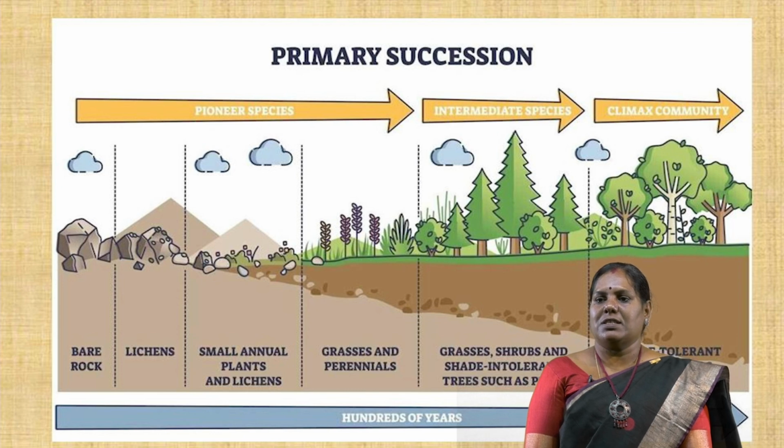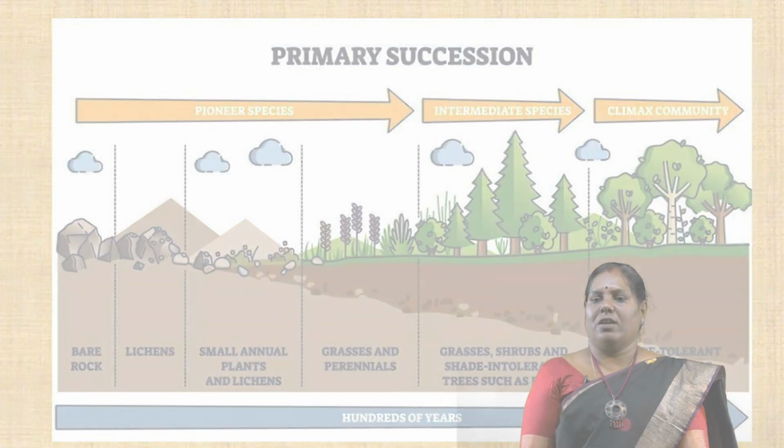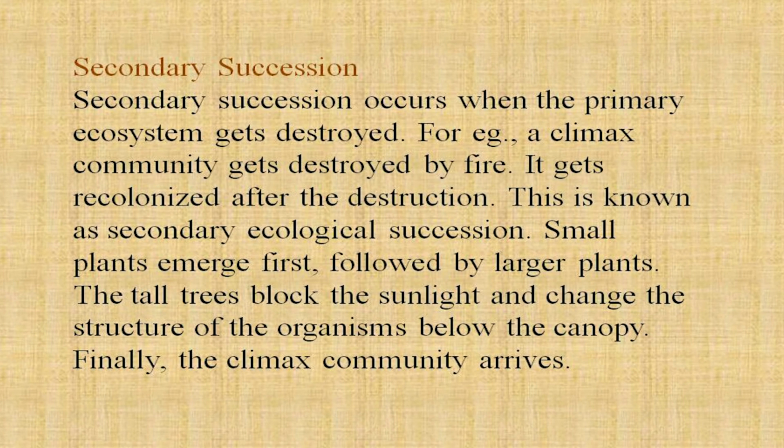Shade tolerant trees such as oak and hickory are also formed. Then secondary succession. Secondary succession occurs when the primary ecosystem gets destroyed. After the primary ecosystem gets destroyed, the secondary succession is formed. For example, a climax community gets destroyed by fire, and it gets recolonized after the destruction. This is known as secondary ecological succession.